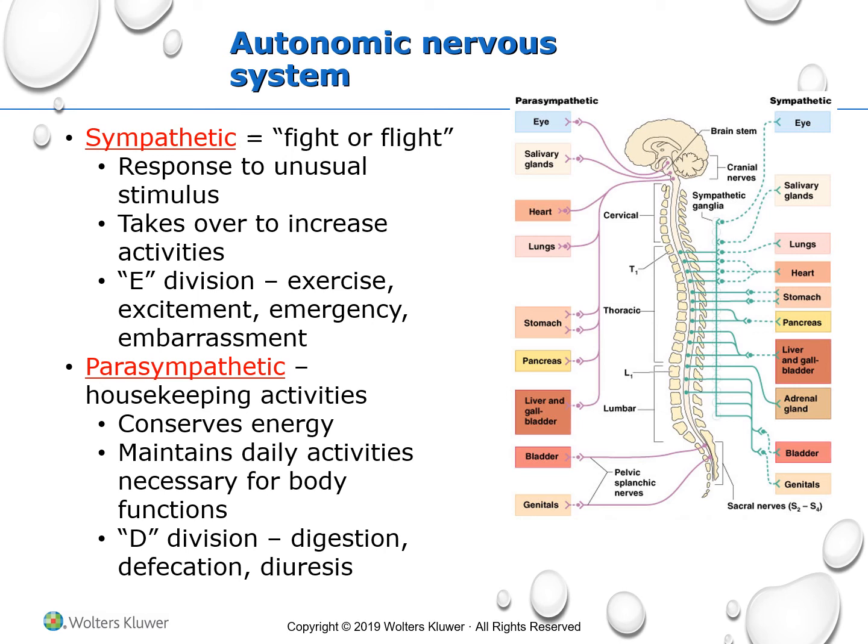So the sympathetic nervous system is the fight or flight one, will respond to unusual stimulus and takes over to increase activities. In other words, it is responsible for the E division: exercise, excitement, emergency, embarrassment. While the parasympathetic is the housekeeping activity that conserves energy and maintains daily activities that are involved in normal body function, the D division: digestion, defecation, diuresis.